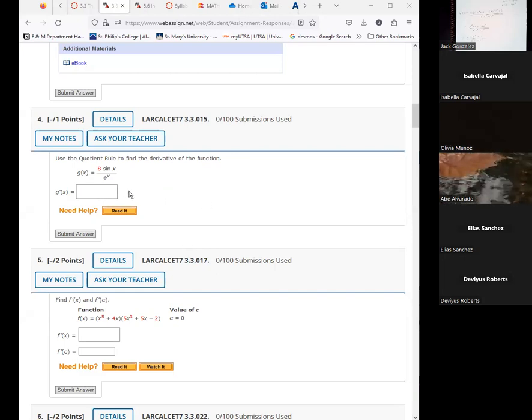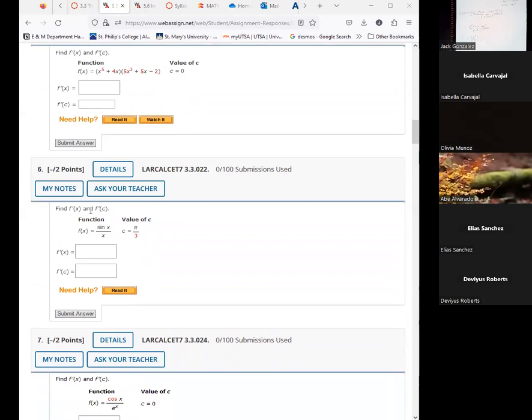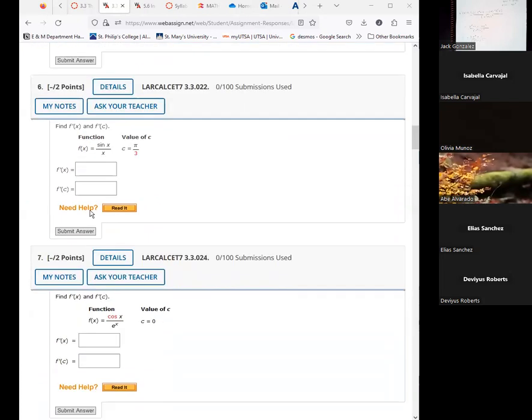Let's do this guy. Number four, another quotient rule. Then after that, I think it's the same thing over and over again.